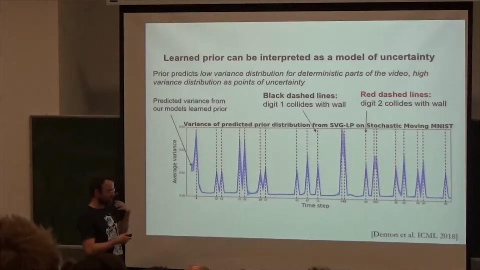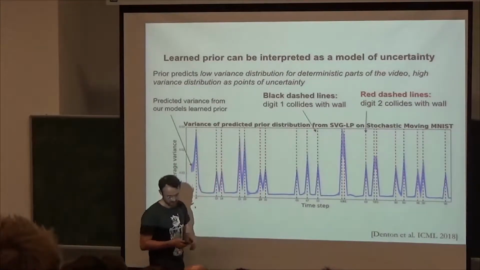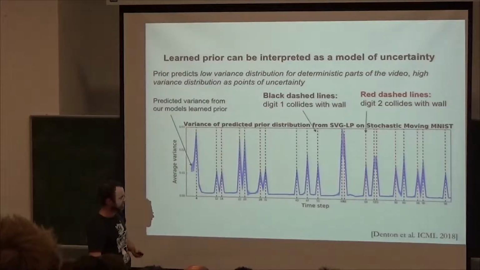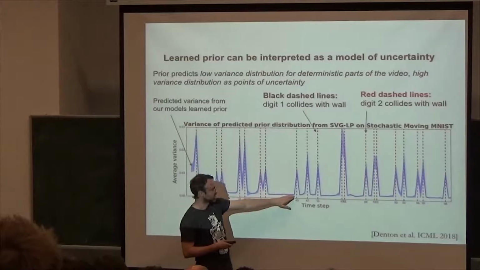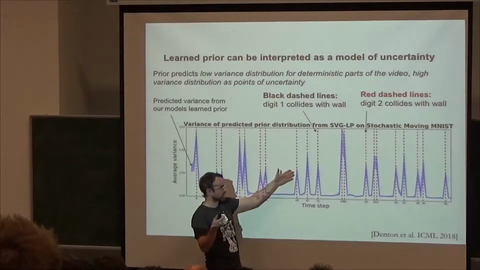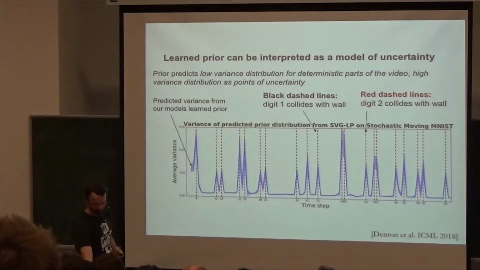When the digits hit the wall, as I said, you get a bounce off randomly. That's the way the data is generated. And you can see the variance spikes at those instances. So the model in some sense knows when things are behaving fairly deterministically, and it also knows when things are about to go crazy, and it's going to have to increase the variance if it's going to make a reasonable prediction.